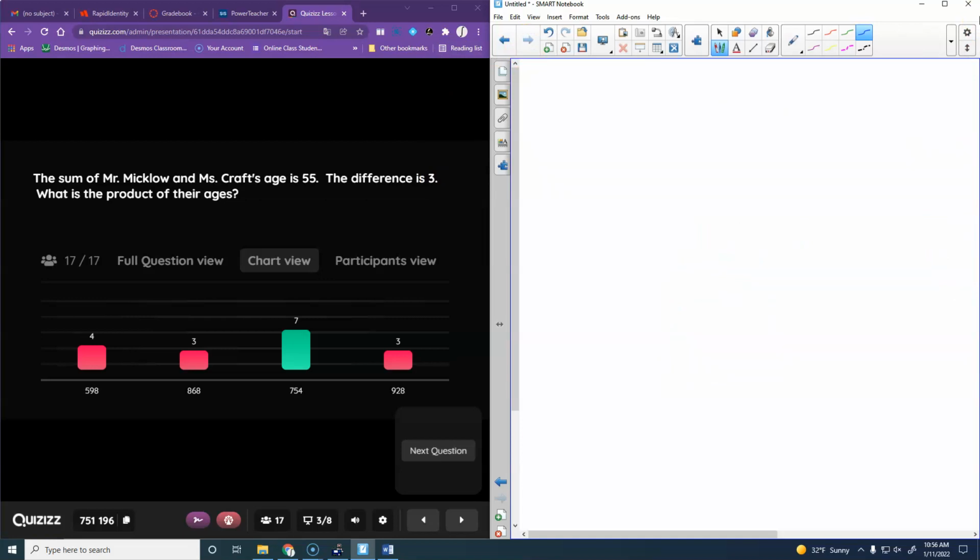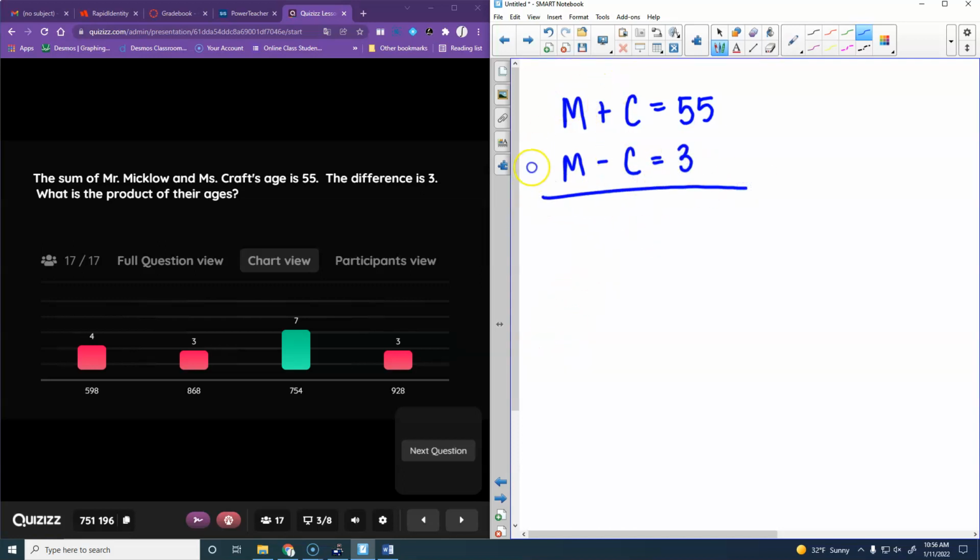So, I'm just going to use M and C for our two people that we're talking about here. So, the sum of their ages is 55. So, that would be M plus C equals 55. Okay? The difference is 3. So, Marley, what would that be? What equation would we have for that? Yes, M minus C equals 3.